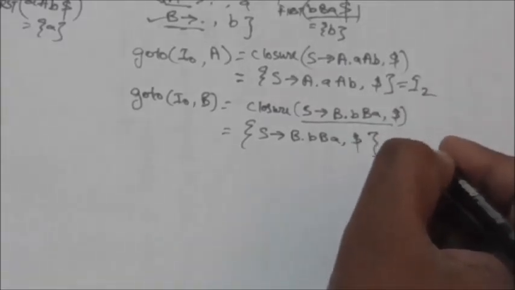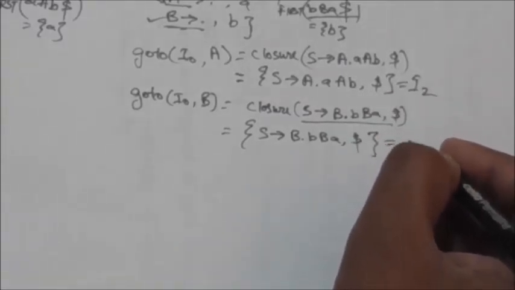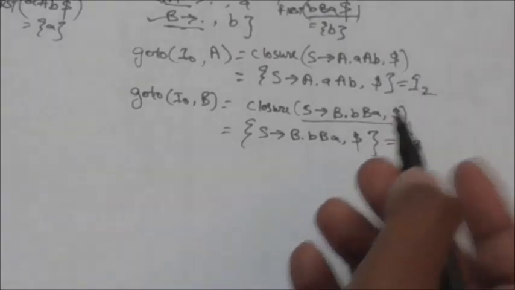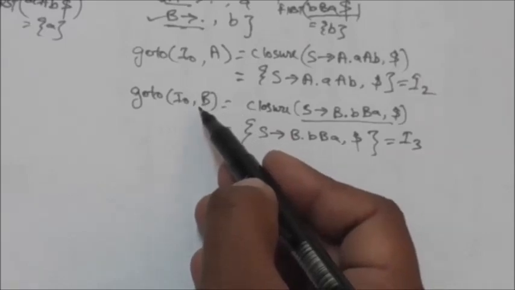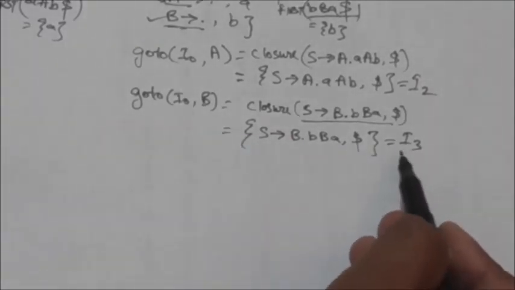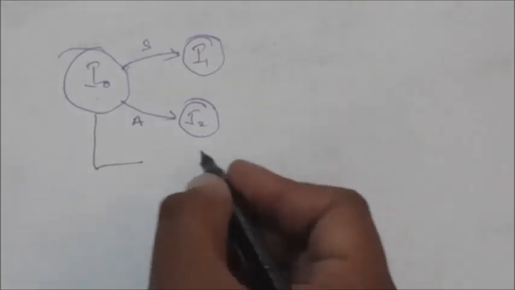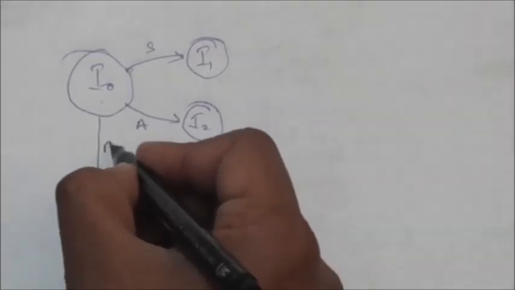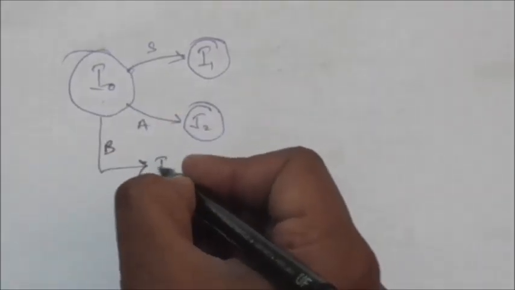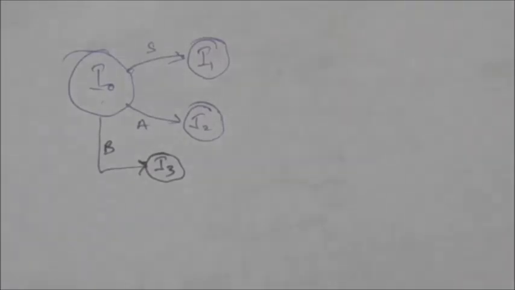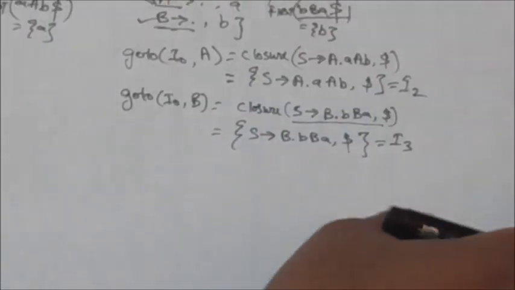So let this set be I3. What it means is, if the DFA is in state I0 and it reads this non-terminal symbol B, then it jumps to state I3. I3 is a state of the DFA. So in the transition diagram I will show it like this: if the DFA is in state I0 and reads the non-terminal symbol B, then it will jump to state I3.